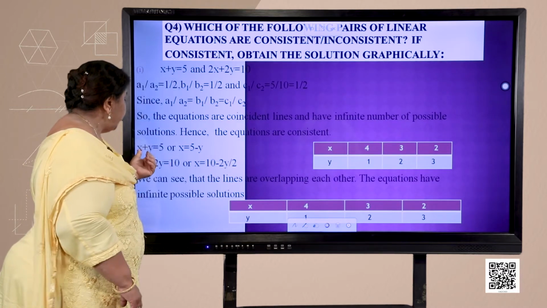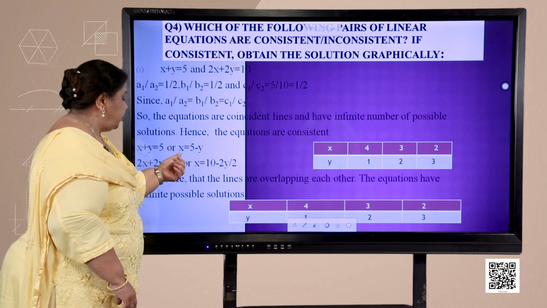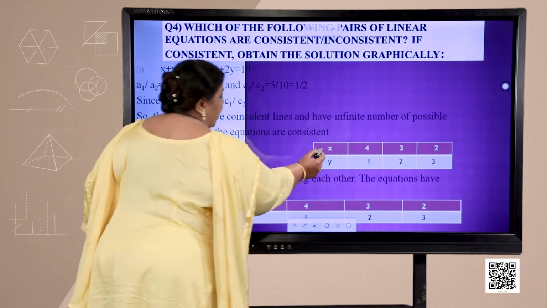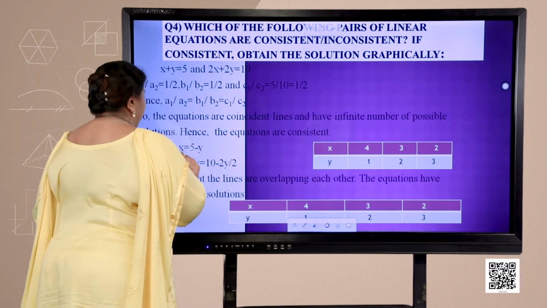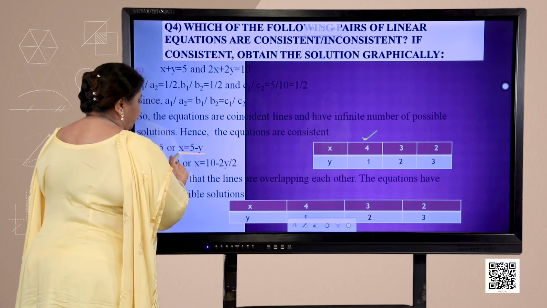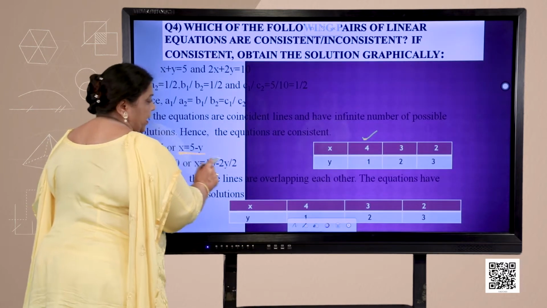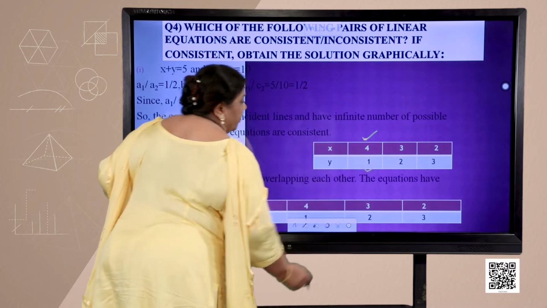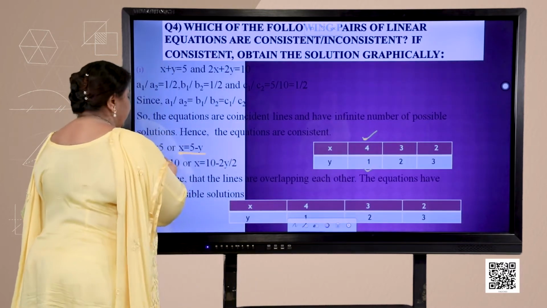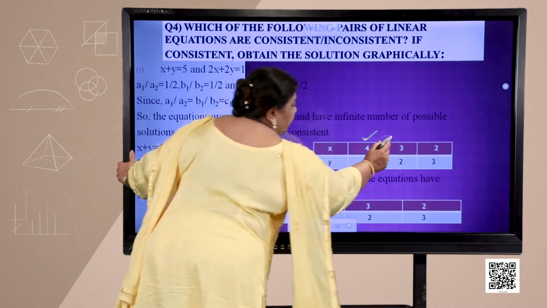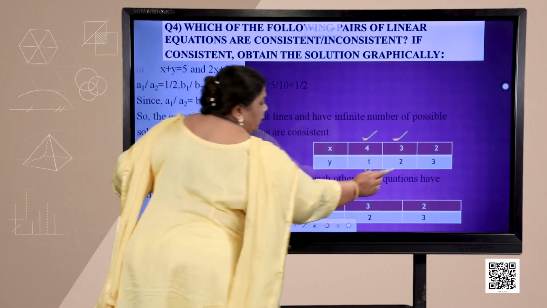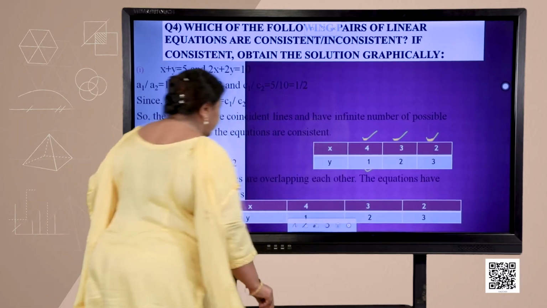For finding values, x plus y is equal to 5, so x is equal to 5 minus y. For this, let me take the values of x and y. If I take the value of x as 4, we have 4 is equal to 5 minus y, so y will be 1. When I take the value of x as 3, obviously the value of y is 2. And likewise, if we take the value as 2, we get the value of y as 3.